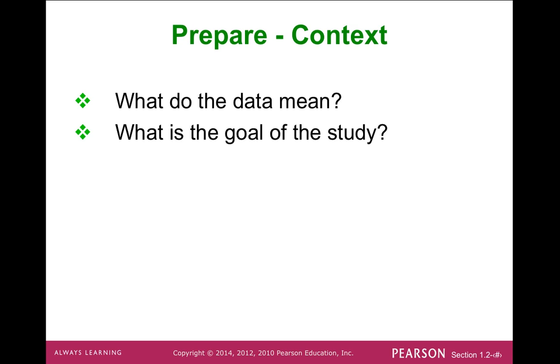When we're getting ready as researchers to design a statistical study, the first thing we need to look at is the context. What does the data mean? What is the goal of the study? You need to ask yourself these questions before you even get started. So you have to understand, what are you trying to achieve in this study? What population are you trying to get at? How are you going to go about your study? And these are all the things that are important to consider right from the get-go.